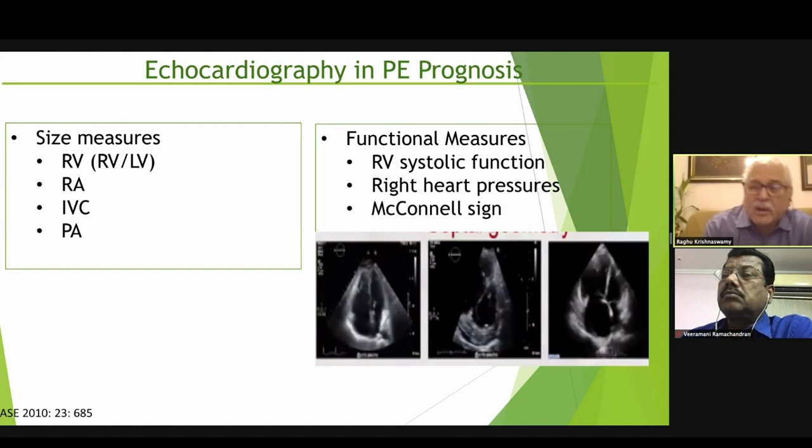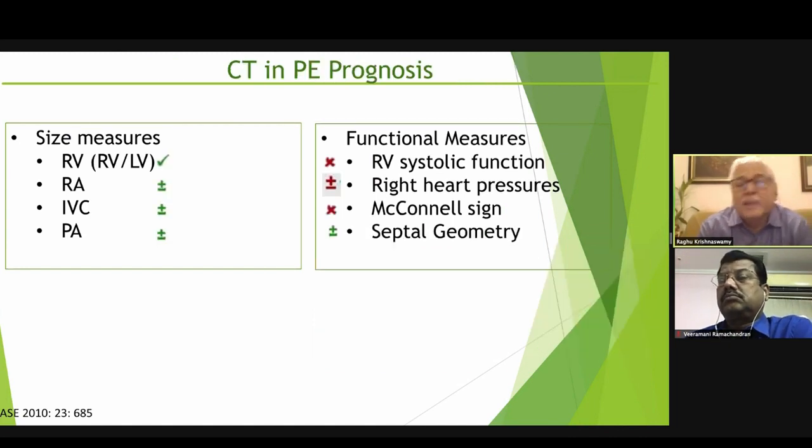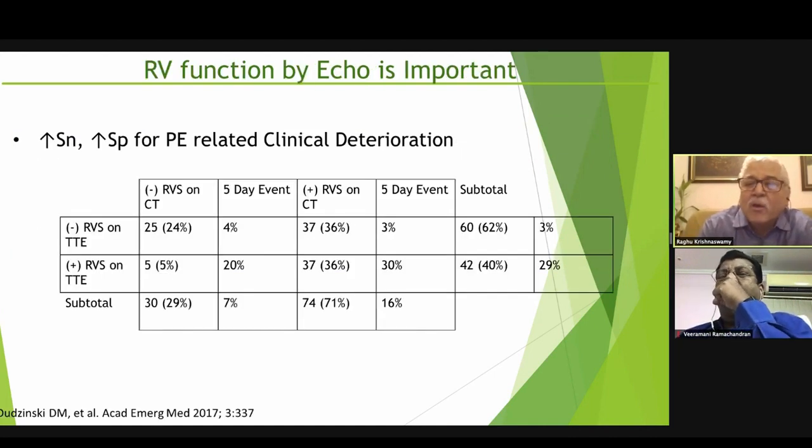Now I'll tell you more in detail about the sensitivity and specificity of it. But in comparison, CT can give you only measures. What it does not do is give you the systolic function of the RV. It does not tell you the right heart pressures, and it does not show you the McConnell sign. At best, it may or may not give you the septal geometry. So CT beyond diagnosis is not as relevant as echo is in both measuring the demands of treatment or the prognosis of a patient.